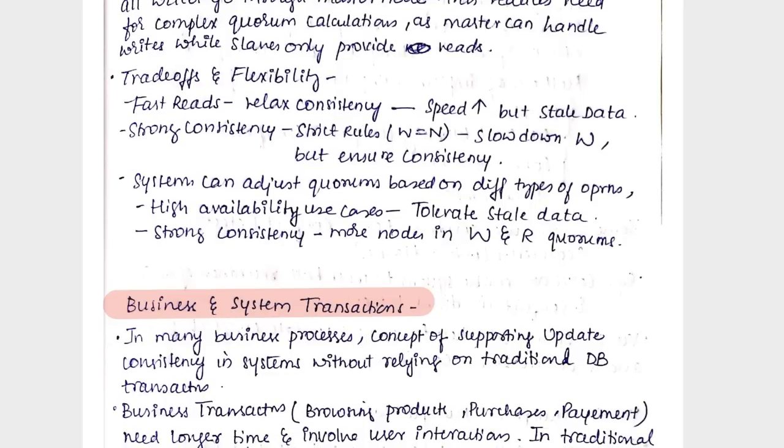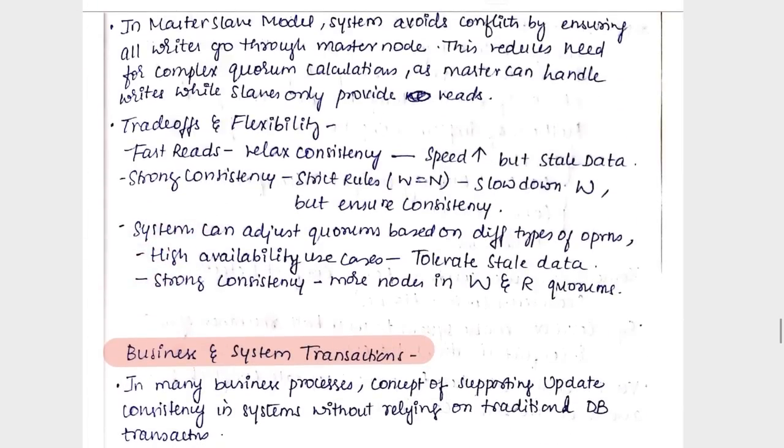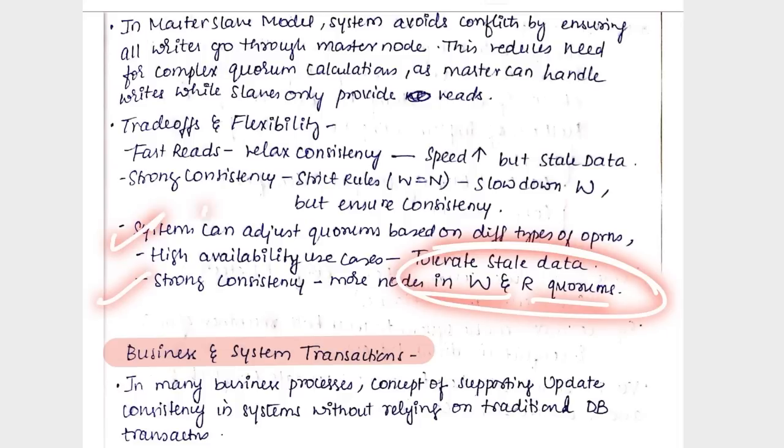Speaking about flexibility in operations, systems can adjust the quorums based on the different types of operations which are performed. For example, if I am dealing with a high availability use case, then the system may tolerate stale data. That is, it will allow for fewer nodes in the read quorum. If I am dealing with strong consistency, it might require more nodes in the write and read quorums. So it is in contrast to the above condition which we saw, right? Fast reads and strong consistency.